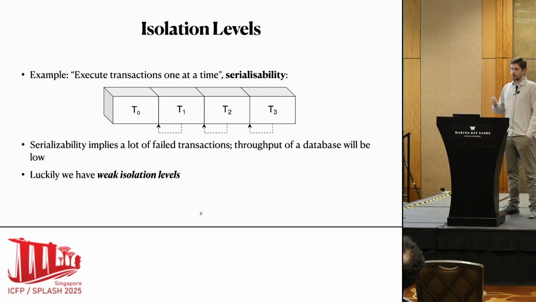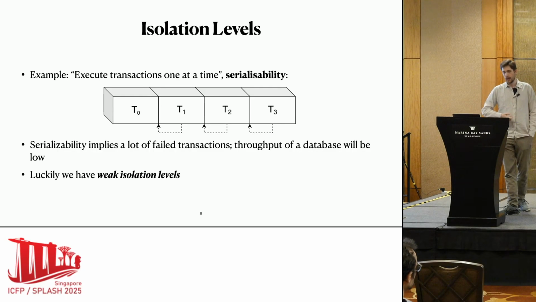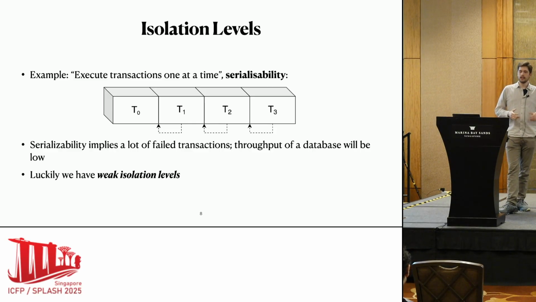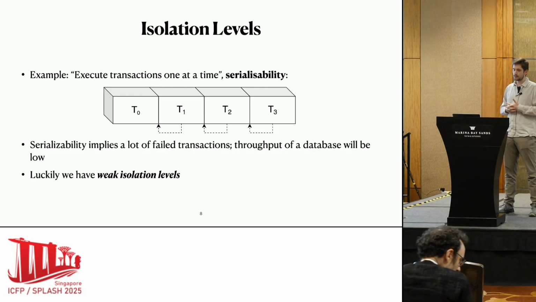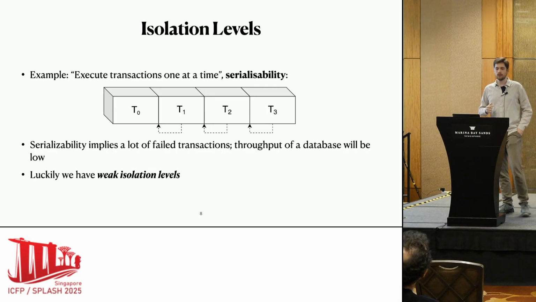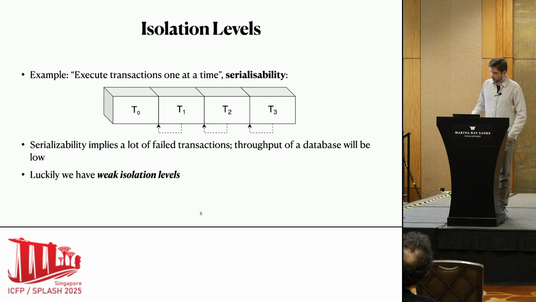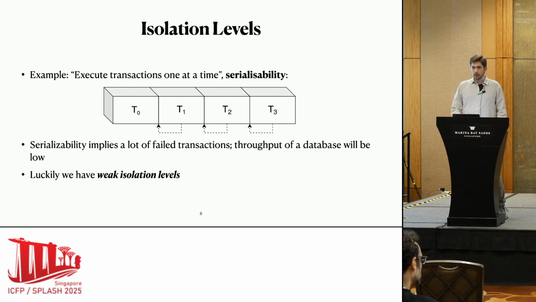Now, the problem with this strong guarantee, and I was mentioning throughput before, is that this can imply a lot of failed transactions. All concurrent transactions are competing for being the next transaction in this line to be applied. In the worst case, we have to fail all but the winning transaction of all our concurrent transactions. So this will really tank the throughput of our database.